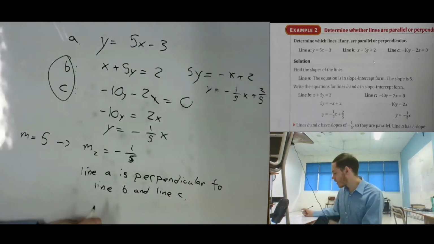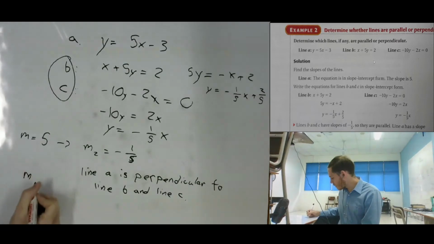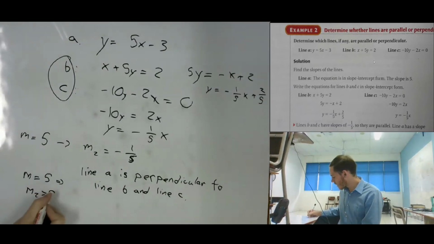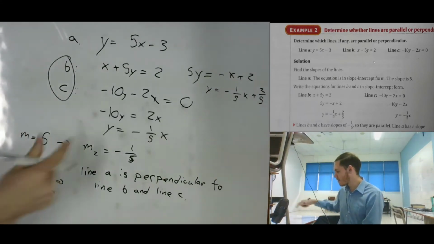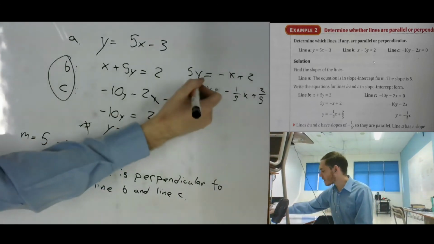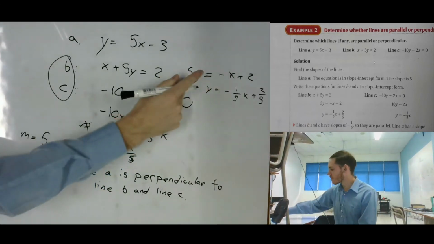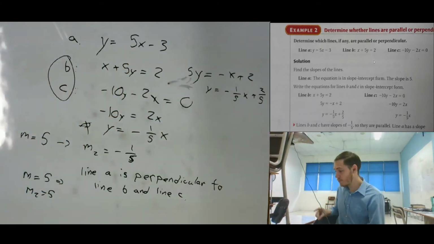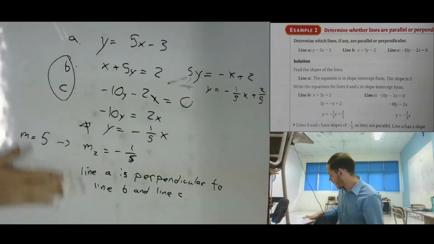Now, what about parallel? Well, if m equals 5, then m2 equals 5. Do we have any m2s that equal 5? Well, no. Not this one, and not this one. So that would leave just this one. That would have no parallels.